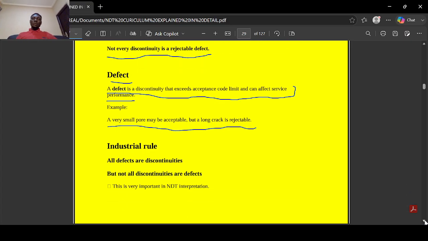So talking about the industrial rule, like what I said last time: all defects are discontinuities, but not all discontinuities are defects. Meaning not every discontinuity you see, you call a defect. Like the example of a scratch on the car door and a crack on the car engine, they are two different things. Not all discontinuities are defects. Let's take note of that. It's a rule of thumb in the industry.